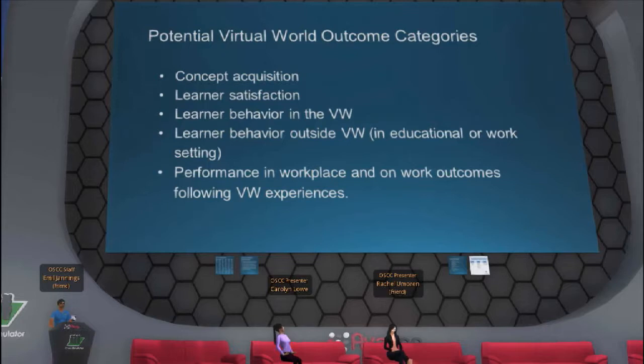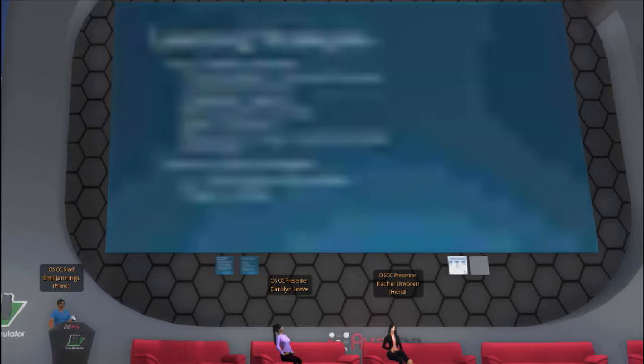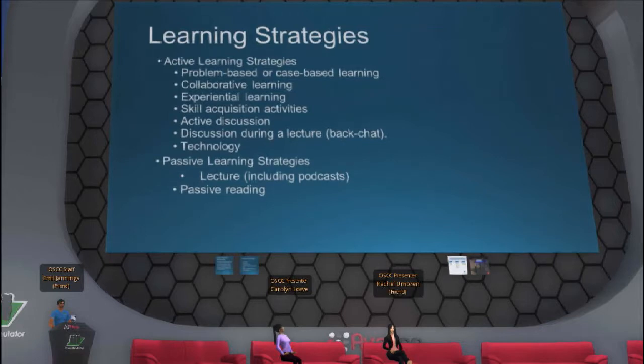Okay, next slide. Okay, so here are some possible outcome categories. There's concept acquisition, which is just the content. What do you want them to learn of this unit that you're teaching? Learner satisfaction and motivation. Learner behavior in the virtual world or outside the virtual world, which one of my grad students is finding quite interesting. Performance in the workplace and on work outcomes following the virtual world experiences. So did they learn in the virtual world what they needed to know? Okay.